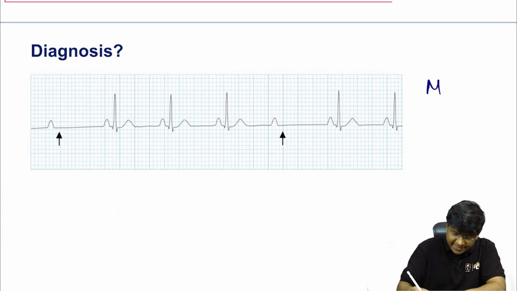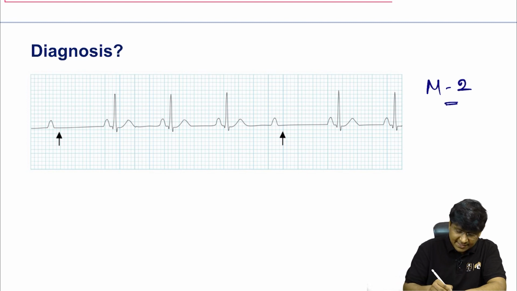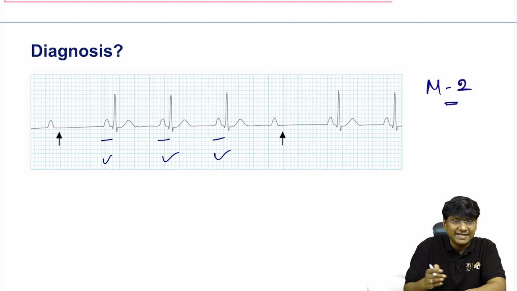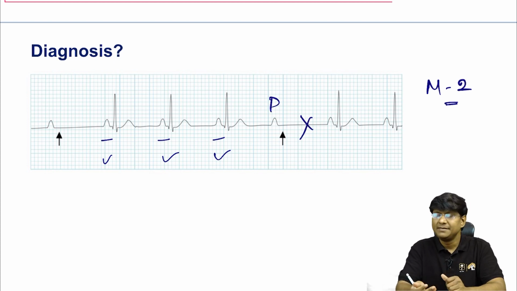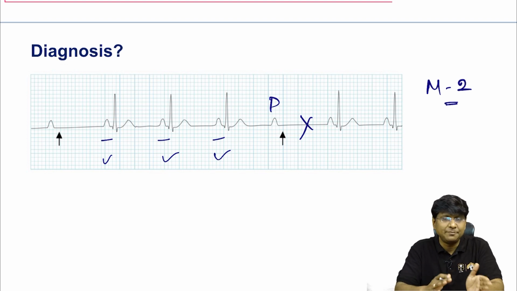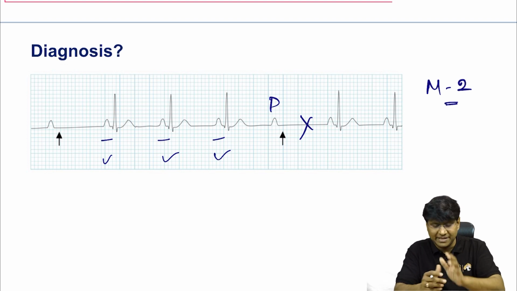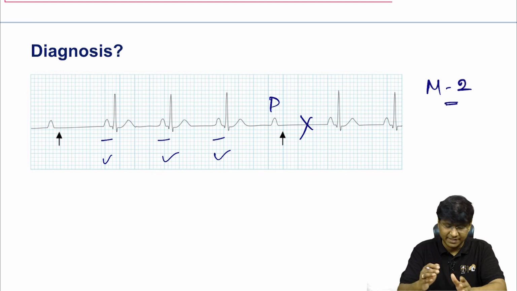Whereas in case of Mobitz type 2 AV block, the PR interval will be constant, right? So you have a constant PR interval, but intermittently you have a drop in the QRS complex. You have a P wave but there is no QRS complex. So that is Mobitz type 2. So Mobitz type 1, progressive prolongation of the PR interval and drop in the QRS complex. Mobitz type 2, you have a constant PR interval and there is intermittent drop in the QRS complex, right?